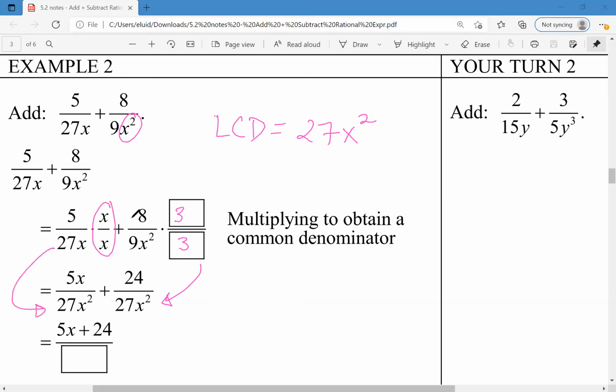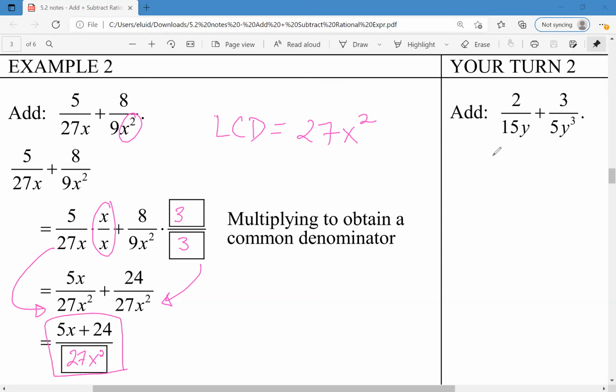And notice how we're multiplying in the numerators. 5 times x is 5x, 8 times 3 is 24. Then we put them together. Again, with the numerators, they're not like terms, so we just write them next to each other. 5x plus 24 over the common denominator of 27x squared. And that's our final answer.